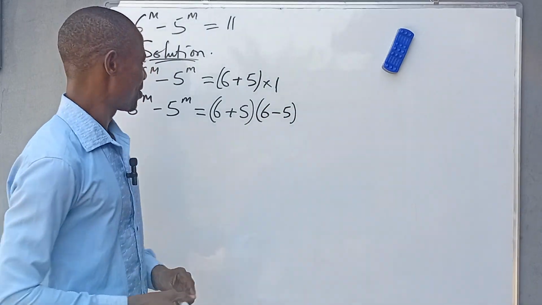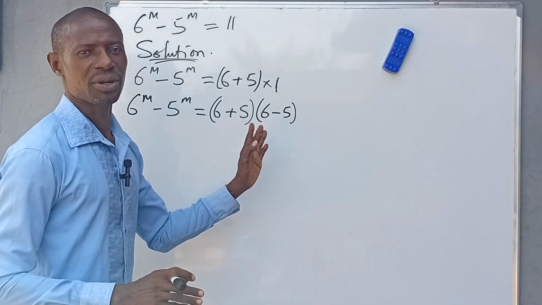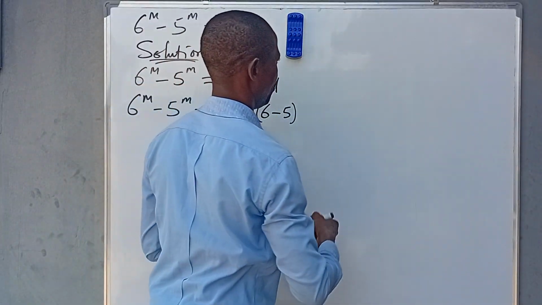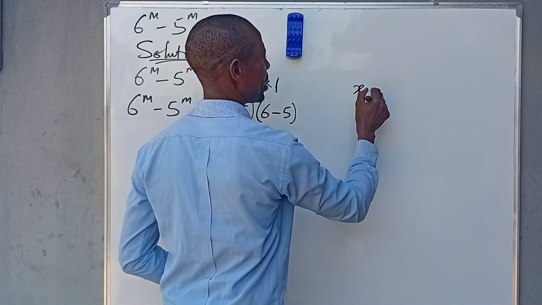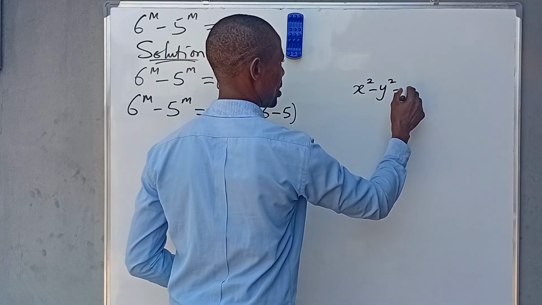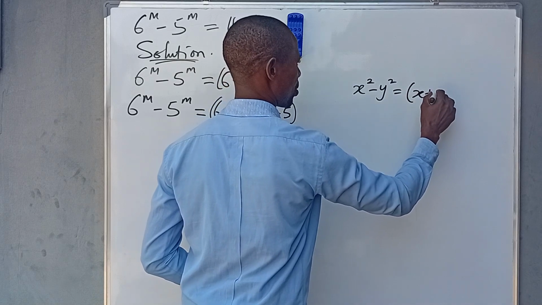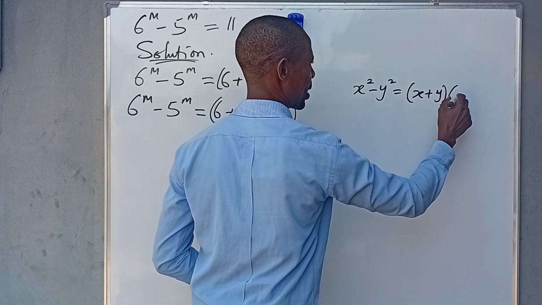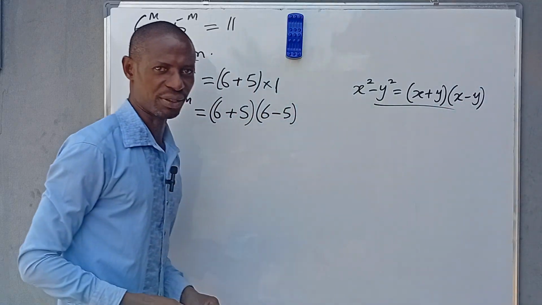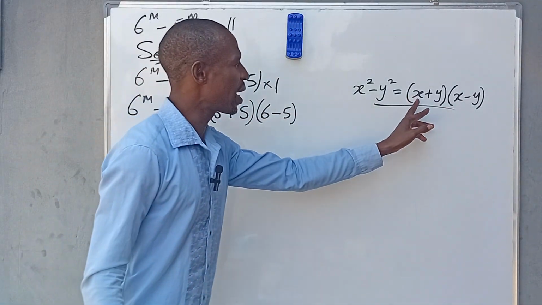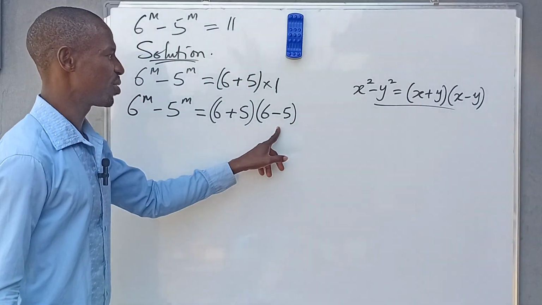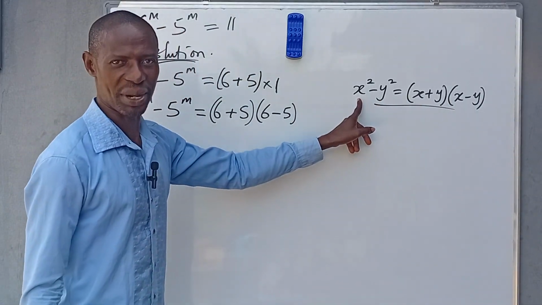Simple. So here, there is what we call a difference of two squares, which says that if you have x to the power of 2 minus y to the power of 2, this is equal to x plus y, close bracket, bracket open, x minus y. This is what we call difference of two squares, right? Good. So what we have here now is in this format. So we can equally take it to this format.